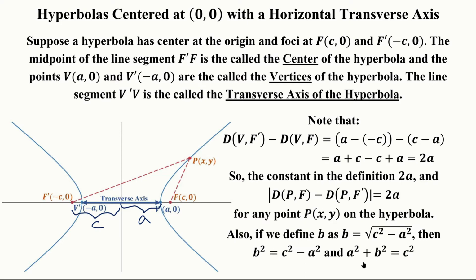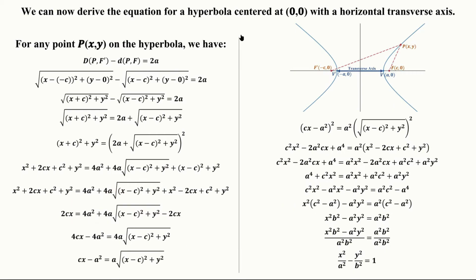Now, all three of these numbers are going to play a significant role for us as we proceed. So we now have enough information so that we can derive the equation for a hyperbola centered at (0, 0) with a horizontal transverse axis.